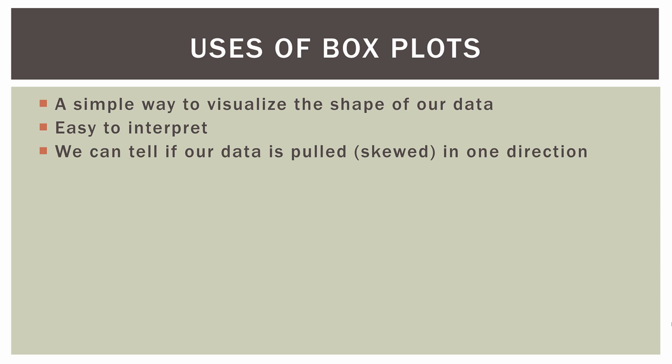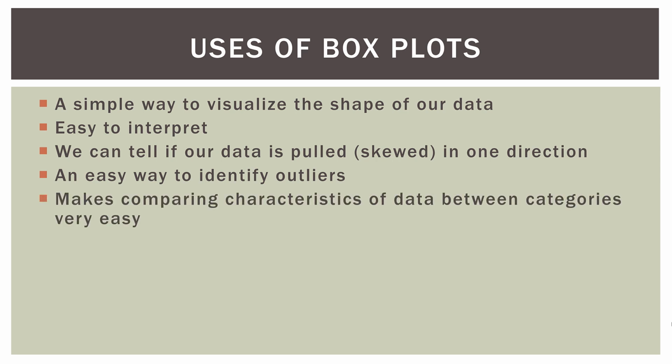We can tell if our data is pulled or skewed in one direction and by how much relative to our other observations. It's an easy way to identify outliers. So do we have extreme values either on the low end or the upper end? A box plot gives us a quantifiable, visible measure for doing so. It makes comparing characteristics of data between categories very easy. Like I said, you can have several groups, do a box plot for each group, line them up side by side, and then scan across to see any differences or similarities, such as the median or the interquartile range, which we'll talk about in a minute, or any outliers.